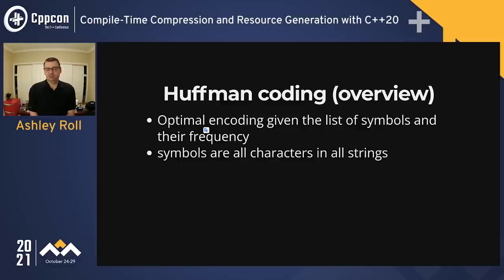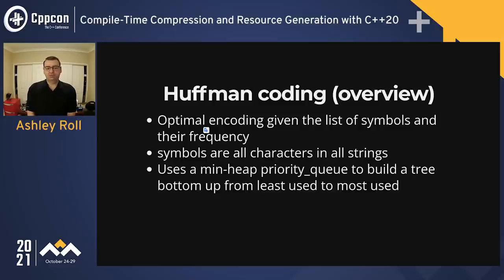The symbols in our case are all the characters and all the strings. So I chose to build a single Huffman table for every string in the map. Now, this might be useful if you have a limited number of characters, for instance, like drawing borders or rendering some sort of text-based graphic drawings, things like that.